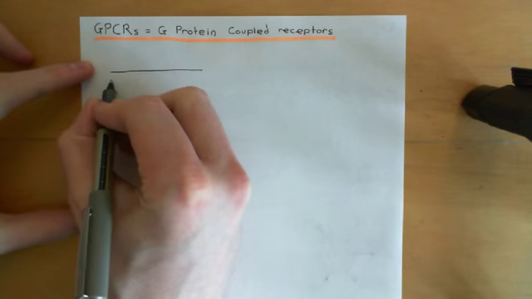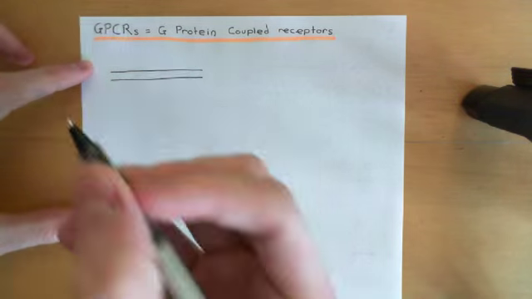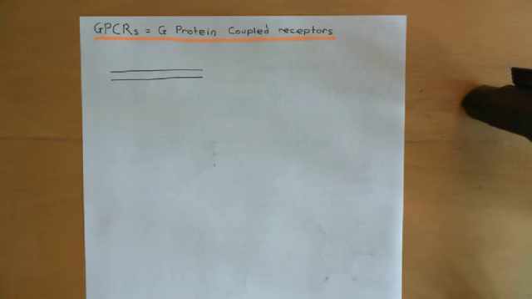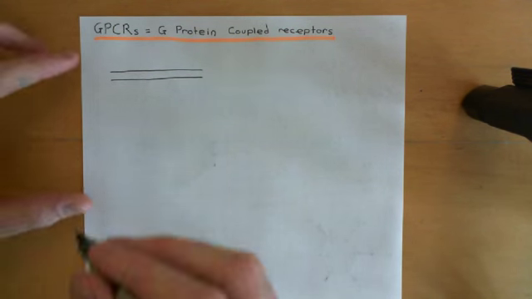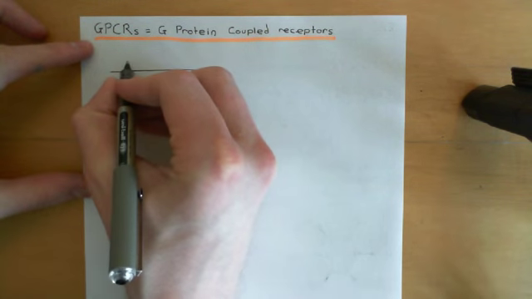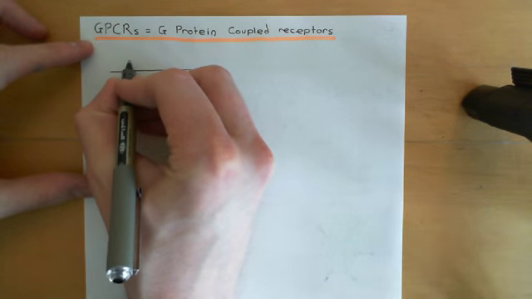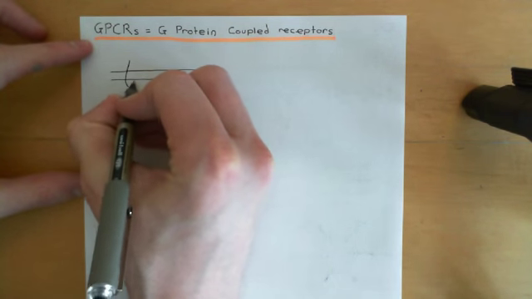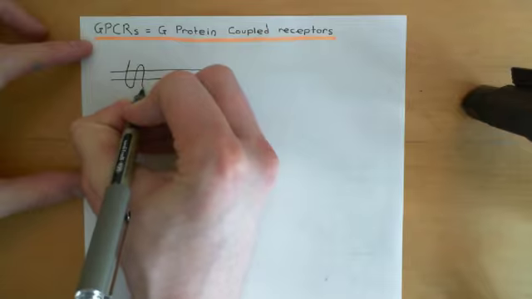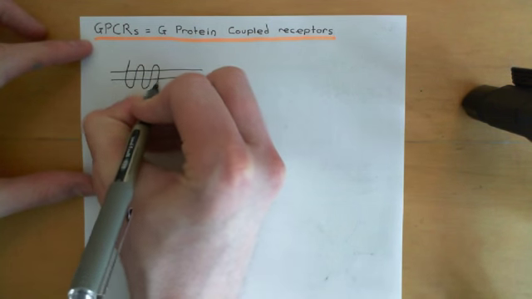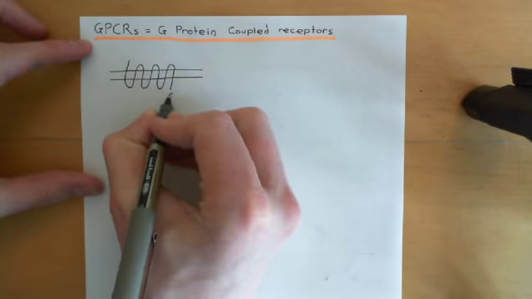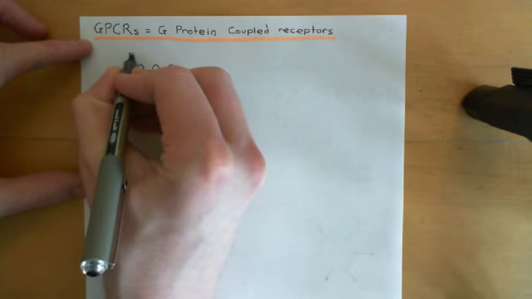Okay, so we'll start off with the famous structure of G protein coupled receptors. So what characteristic then do you have to be considered a G protein coupled receptor? Well, the characteristic feature that all G protein coupled receptors have is that they are a single protein which spans the membrane 7 times. So they have their N-terminus extracellularly. They then span the membrane 7 times, and they finish up with their C-terminus intracellularly.